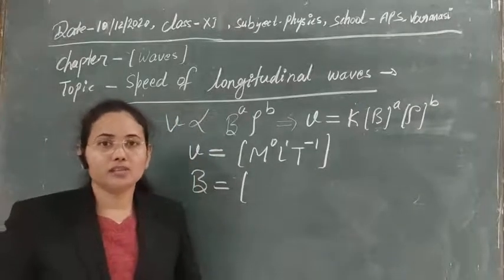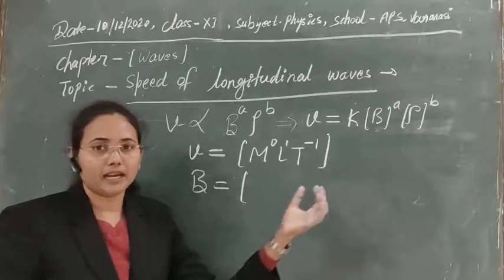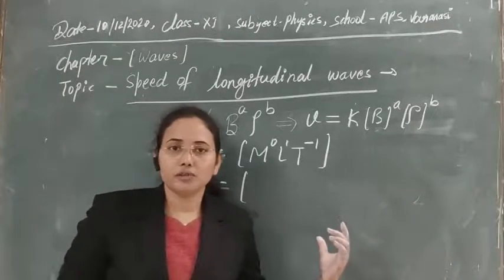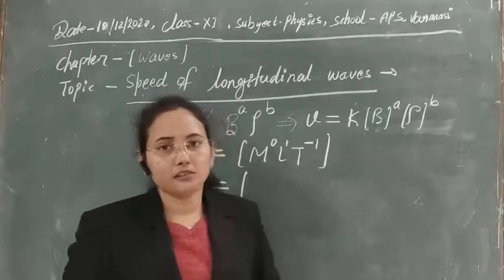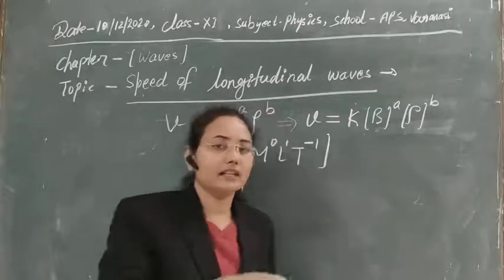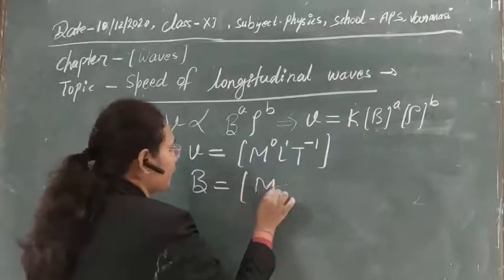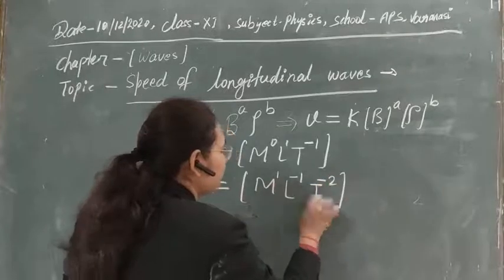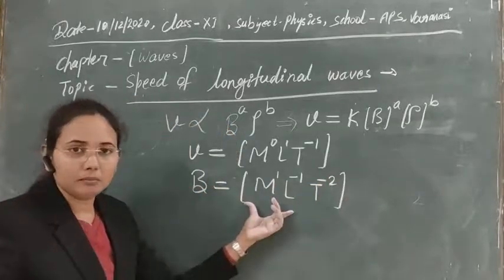So you can use that expression, and with the help of that you will be able to write its dimensional formula. For force per unit area, you know that the dimension of force is M L T^-2 upon L squared. After that, if you solve it, you obtain M L^-1 T^-2. This is the dimensional formula for the bulk modulus.